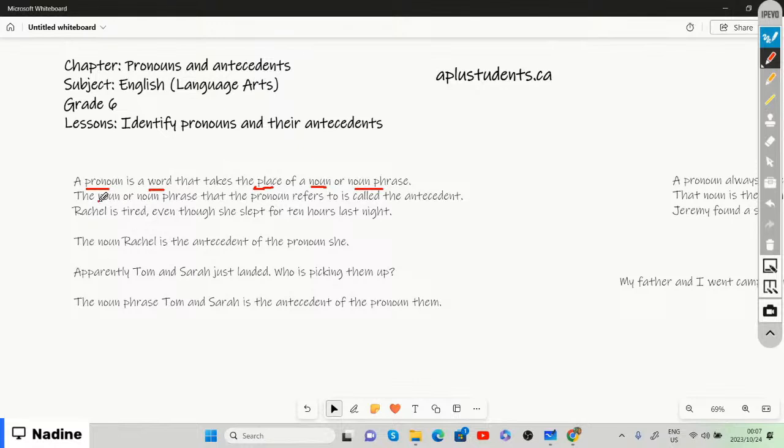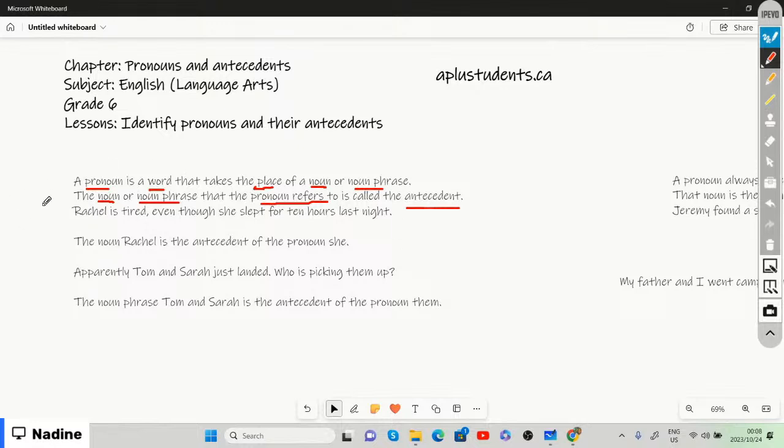So the pronoun is a word that takes the place of a noun or a noun phrase. And that noun or noun phrase that the pronoun refers to, we call that the antecedent.